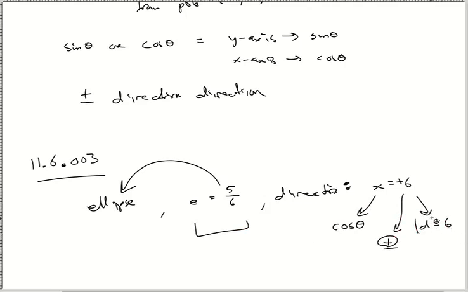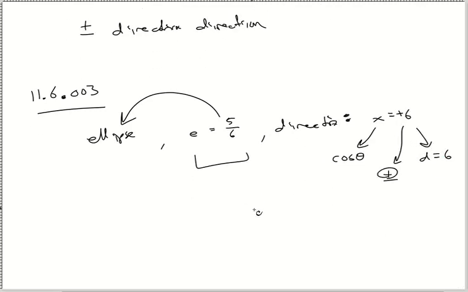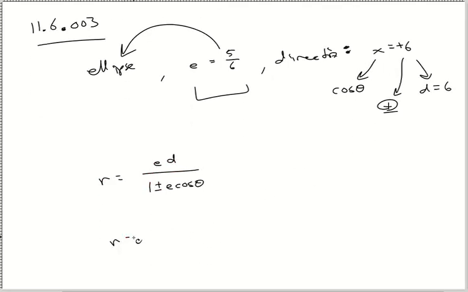Remember, it's absolute value. So if I had a -6, it would still be a 6. I think I have everything I ever needed. So r is equal to, again, ed over 1 plus or minus e cosine theta. I'm using cosine because of the x right there.